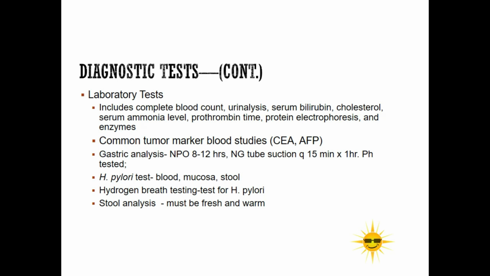The H. pylori test can be done through blood, mucus, stool, or breath. So make sure you know the different ways to test for H. pylori. H. pylori is a bacterial infection that causes a lot of GI upset. It can cause ulcers and can be responsible for some cancers. It can be tested with blood, mucosa, which would be taking a biopsy during the EGD, stool, or hydrogen breath testing.